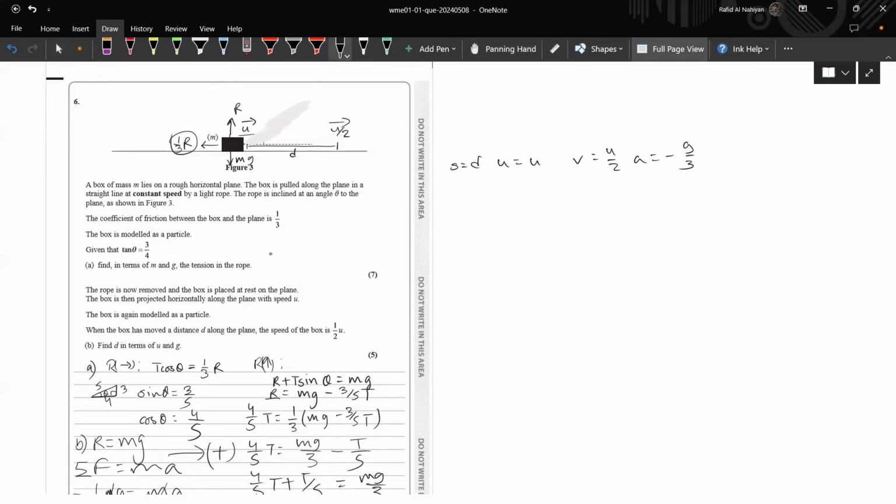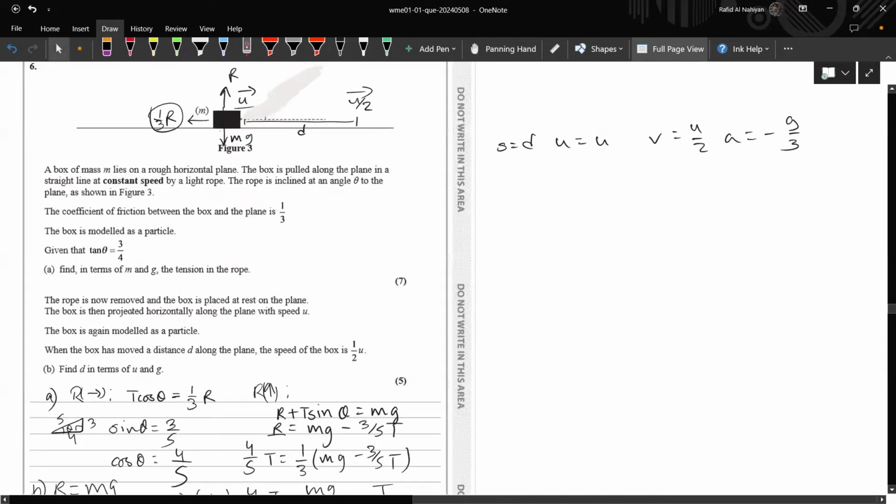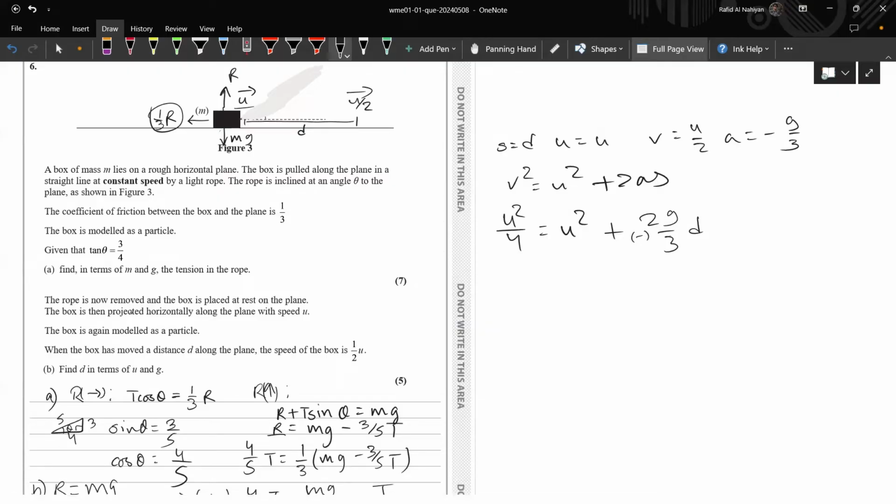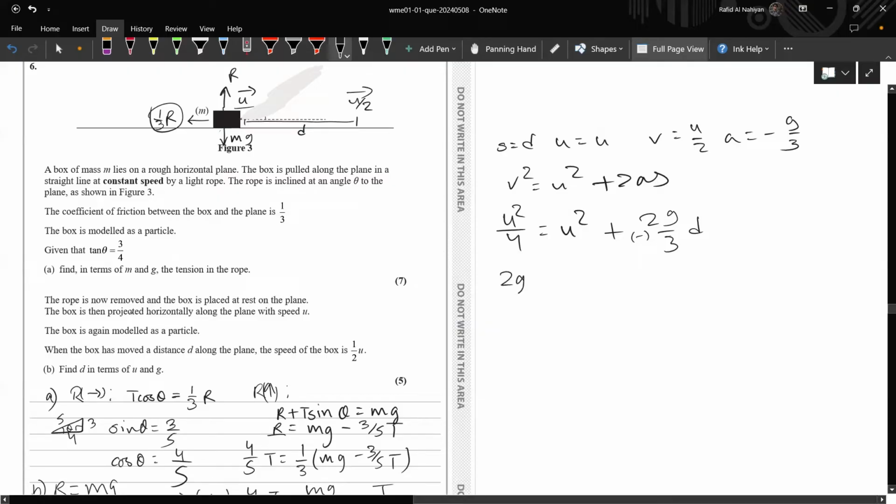Now, looking at this, which formula can I use? I can clearly use v squared is equal to u squared plus 2as. So v is u/2, so it's going to be u squared by 4. It's just u squared, and 2as, 2g/3. Of course, there's a minus times d, which is s. So now I'll bring this 2g/3 to the other side. So I have 2g/3 d equal to 1 minus 1/4, which is 3/4 u squared.